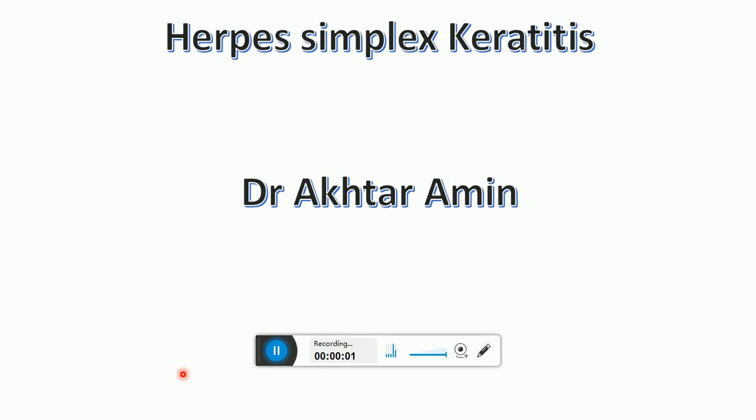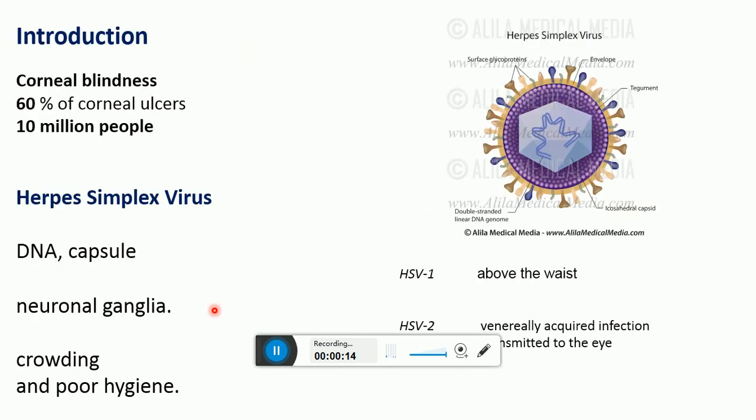Hi, this is Dr. Akhtar Amin and today's topic is herpes simplex keratitis and herpes zoster keratitis. So first of all, herpes simplex keratitis. Herpetic eye disease is the most common infectious cause of corneal blindness in developed countries. 60% of corneal ulcers may be the result of herpes simplex virus. 10 million people worldwide have herpetic eye disease.